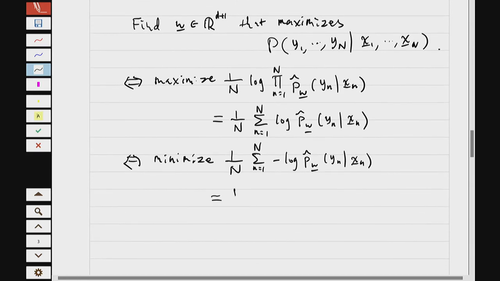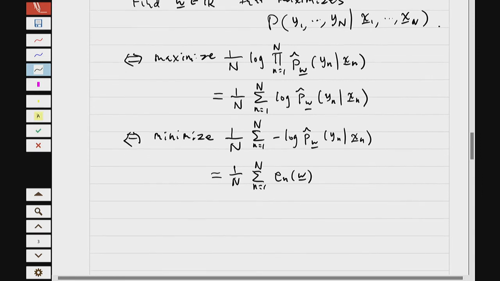And once we write this form, I hope you recognize that the inside is just our loss function. It's simply E_n(w). Yeah, that's exactly what we had before. This is our error measurement for w, for the line that we have chosen.